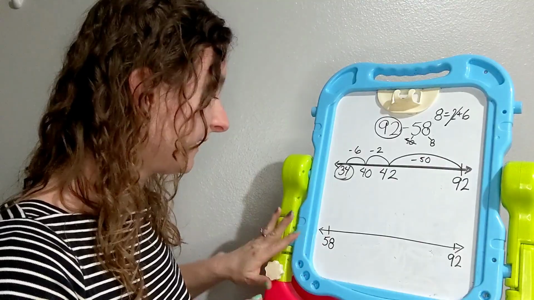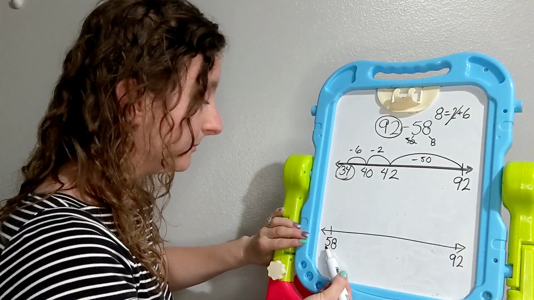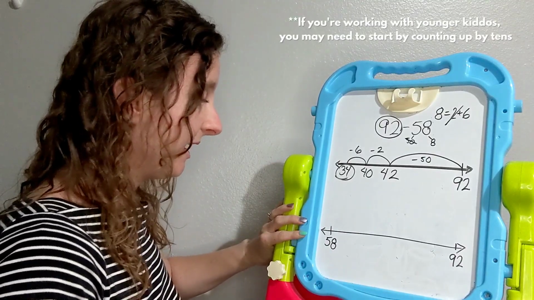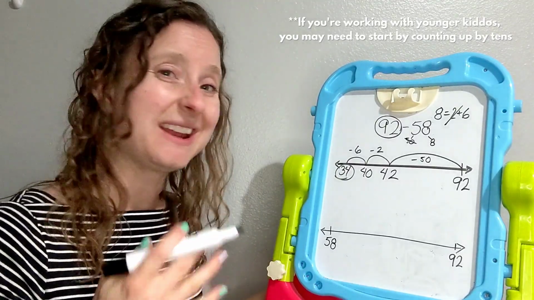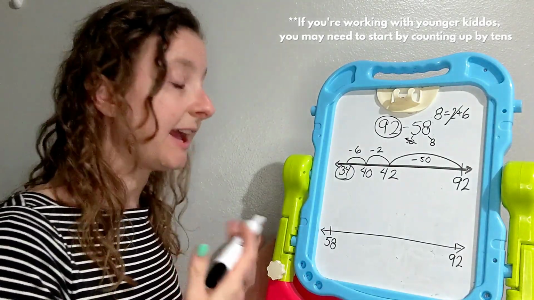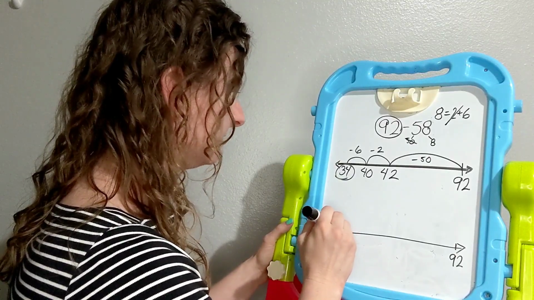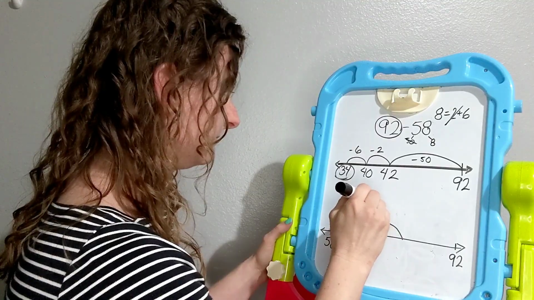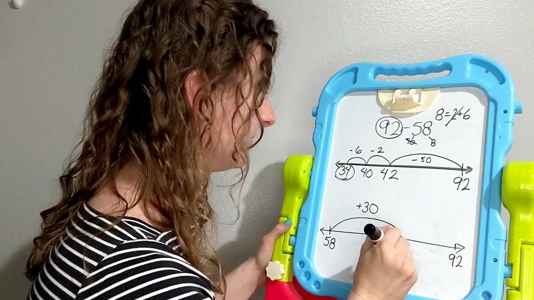So I'm going to look at this and say, okay, I know that I need to add first by tens to get close to 92. If I add 40, I'm going to get 98. So I can't add 40. I need to add something close to that. If I add 30, now I get to 88. So I'm going to add 30. So 30 plus 58 is 88.